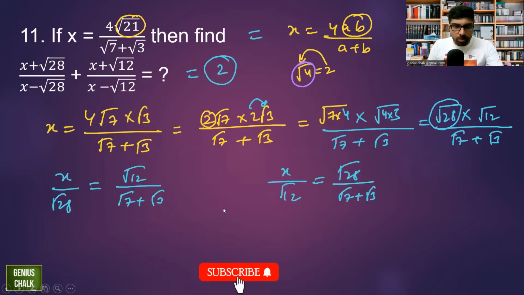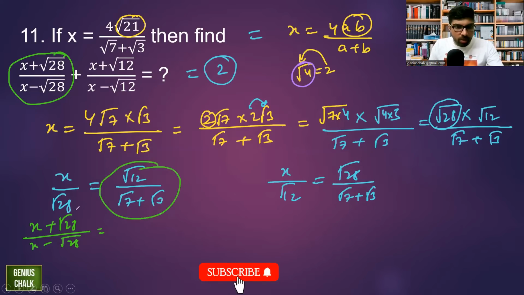Now what you are observing is that if you apply componendo dividendo here, it will be x plus root 28 upon x minus root 28. See, there is no need to solve. The answer is 2 only. I'm just proving it for you. And applying componendo dividendo, you can get this, right?